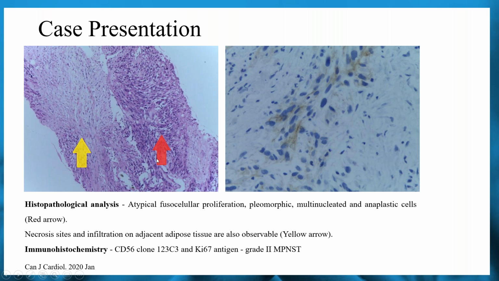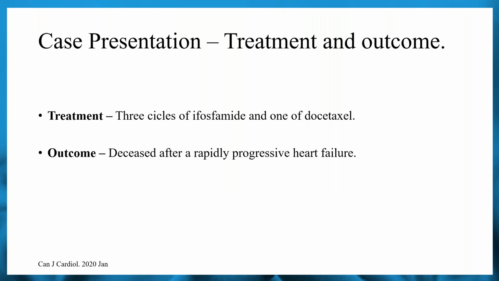On the right, we have the immunohistochemistry, which tested positive for CD56 clone 123C3 and also the Ki67 antigen, and it confirmed the grade 2 MPNST, the malignant peripheral nerve sheath tumor. So the patient underwent 3 cycles of ifosfamide with one of docetaxel, but unfortunately he died after showing symptoms of rapidly progressive heart failure about a month after the last cycle of chemotherapy.